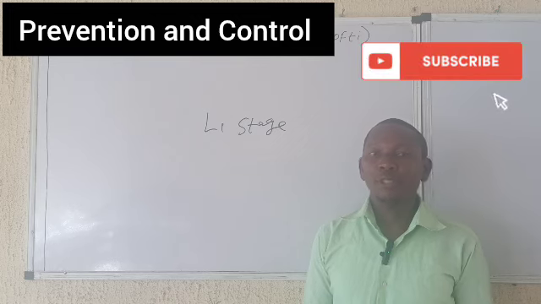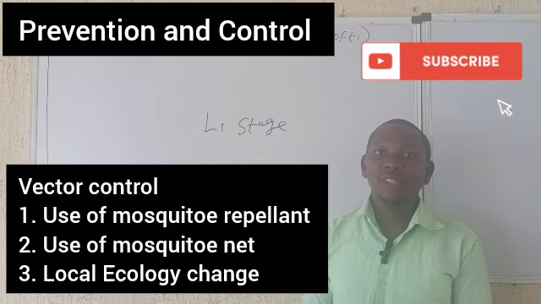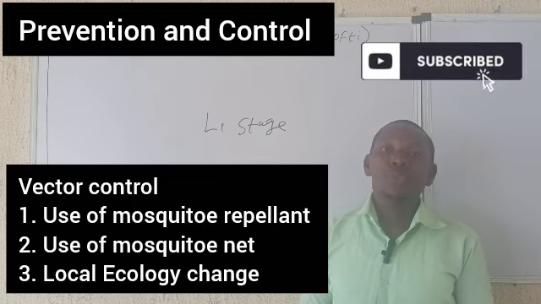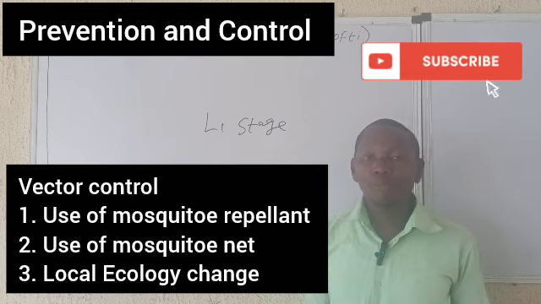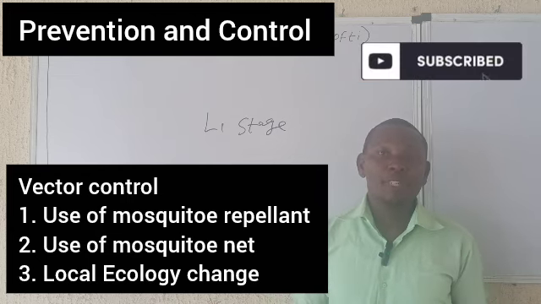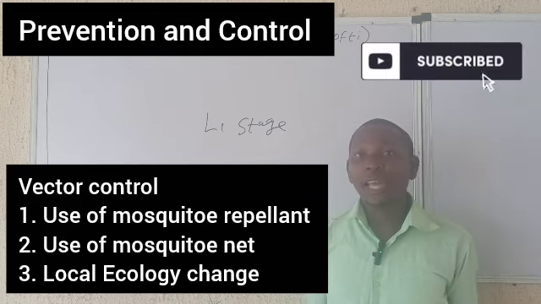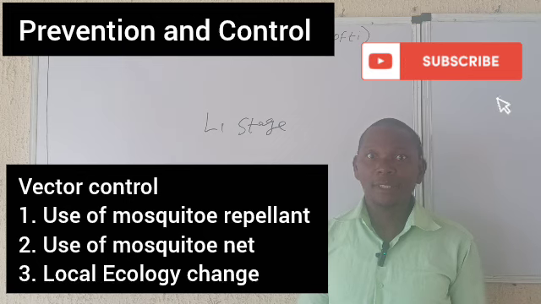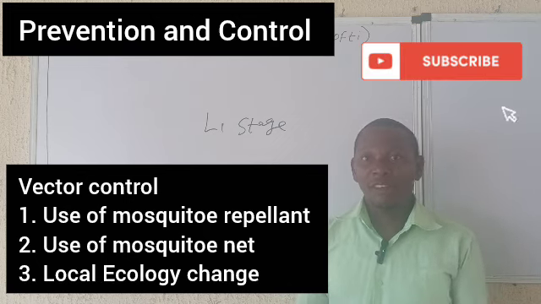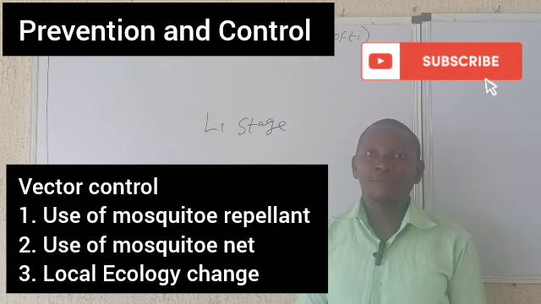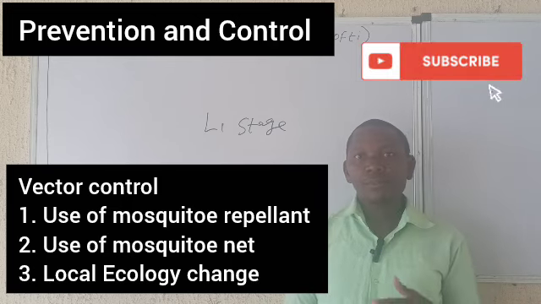Let's talk about the prevention and control. Prevention and control can be divided into two. You can divide one into what? The vector control, which you can do using mosquito repellents to chase away mosquitoes so that they do not insert the parasite into your body, using mosquito netting, and changing the local ecology. How do you change the local ecology? Destroy the mosquito breeding sites, clear bushes, ensure that there's no stagnant water in your environment, and just keep the environment very tidy. That can control the vector, which is the mosquito. Please take note of that.